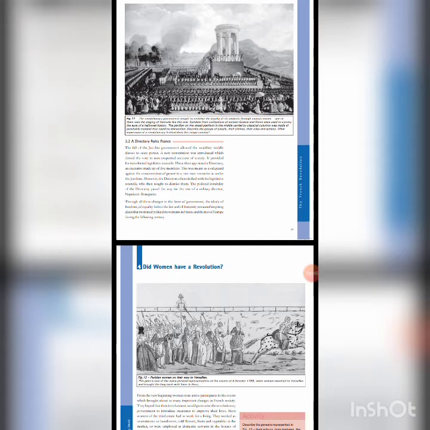Now, did women have a revolution? Women were active participants from the beginning, which brought important changes in France. Women from the third estate had to work for a living, and they didn't have access to education or job training.